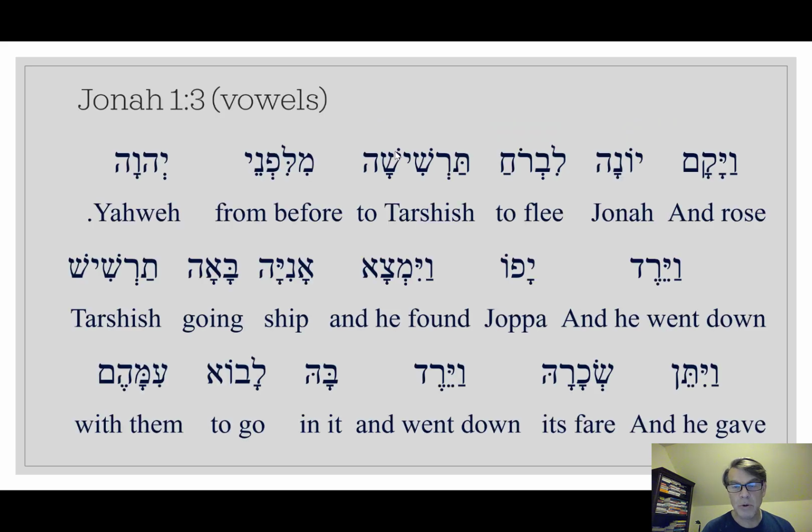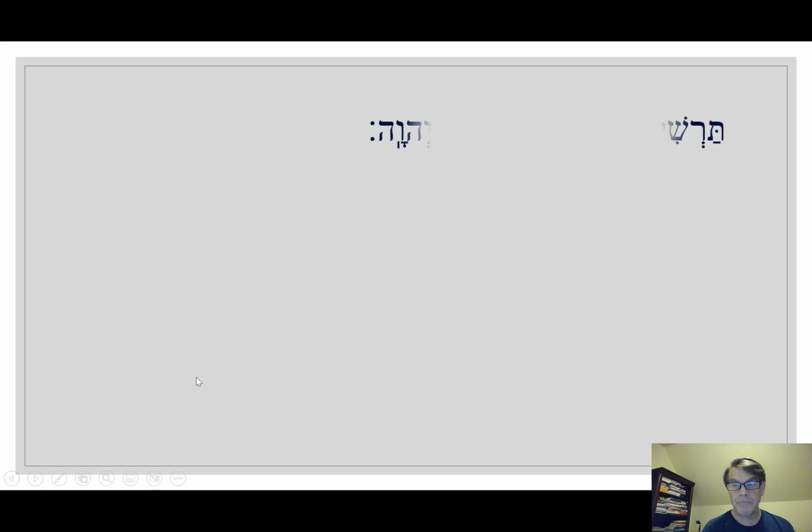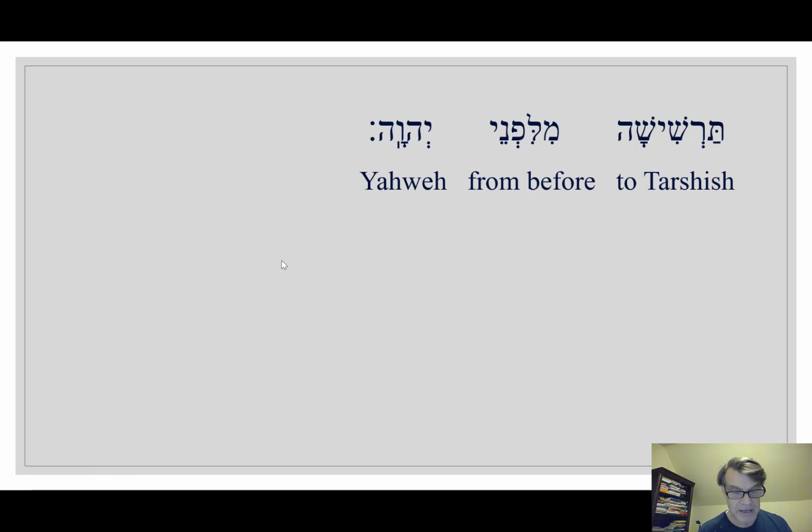So let me pronounce this whole verse in Hebrew. Vayakam Yonah livroach Tarshisha milifnei Yahweh. Vayered Yafo, Vayimza Aniyah Ba'ah Tarshish. Vayiten sekara, Vayered ba lavo imahem, Tarshisha milifnei Yahweh. And that is the vowels of Jonah 1:3.